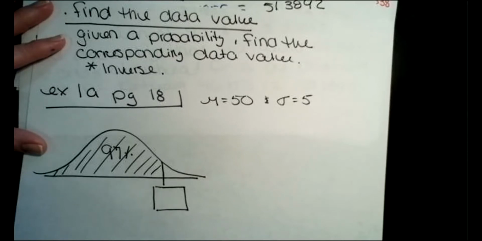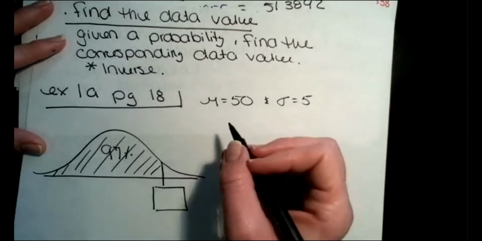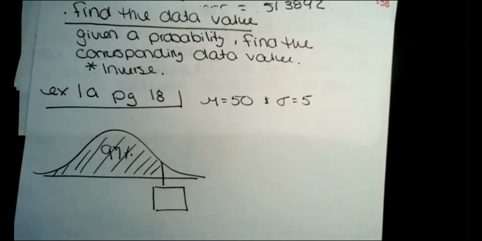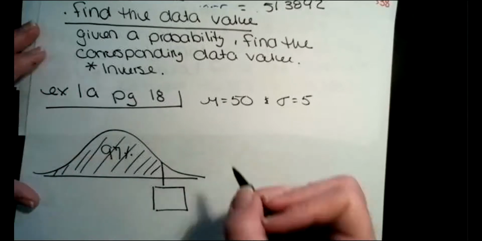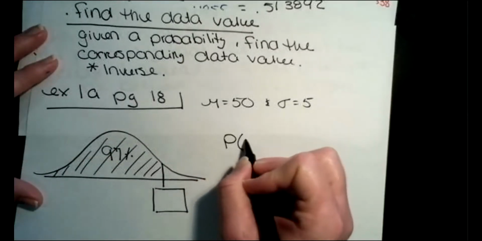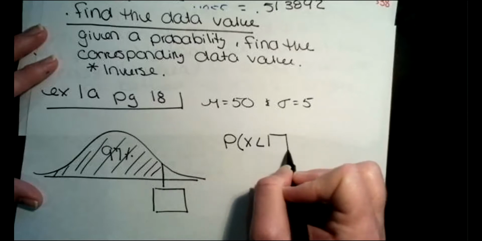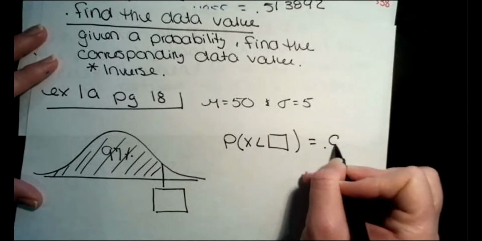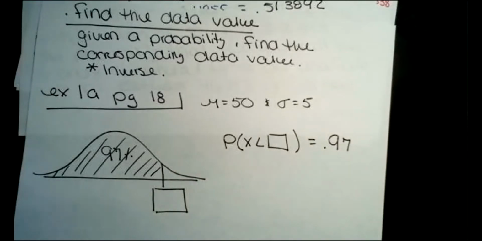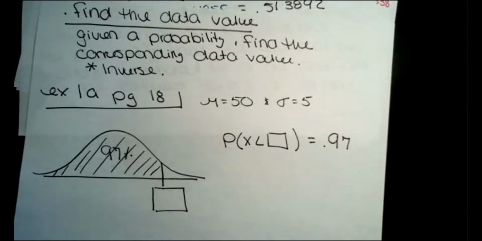So that's what we want to know. So this is really, we're studying the 97th percentile. 97% is below, 3% is above. So we're studying what is the probability that X is less than a certain data value gives me the answer of 0.97. That's what we want. We want to know that value. So we're going to use the inverse function.